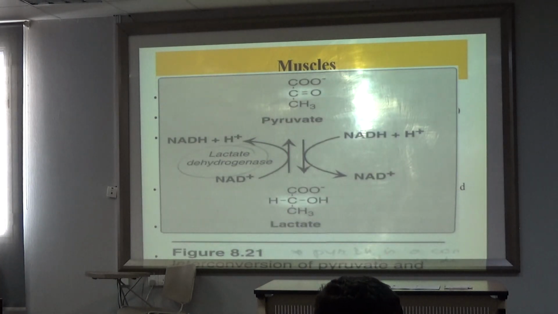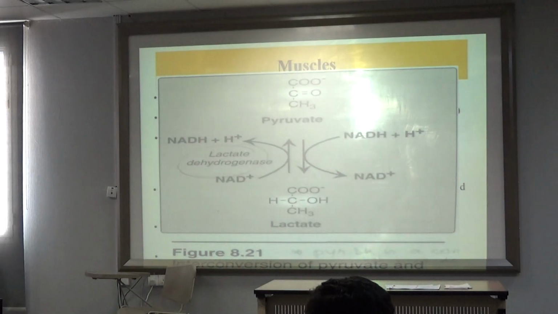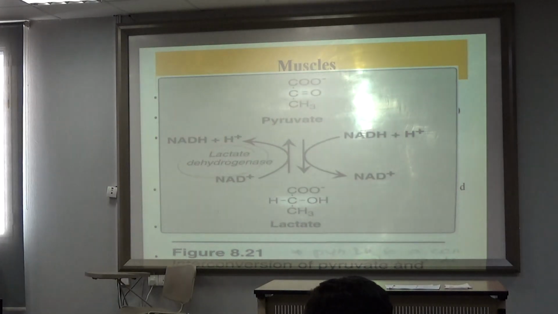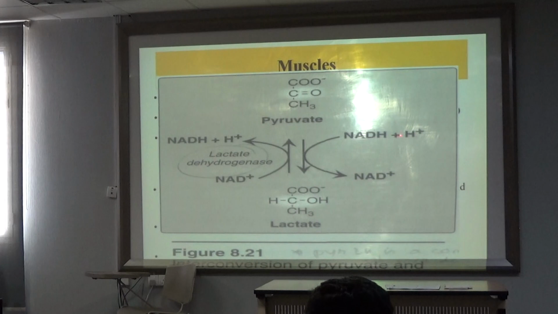When the pyruvate is converted into lactate, there can be two situations. Number one, lactic acid accumulation. And number two, the NADH will convert into NAD, and this NAD is required for the continuation of the glycolytic pathway. So it will go up and continue the glycolytic pathway.